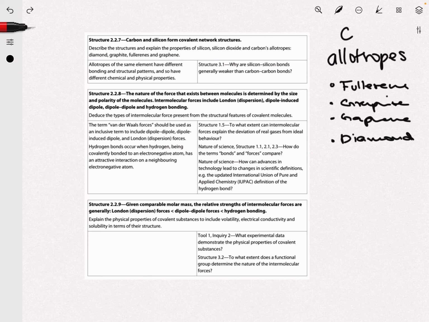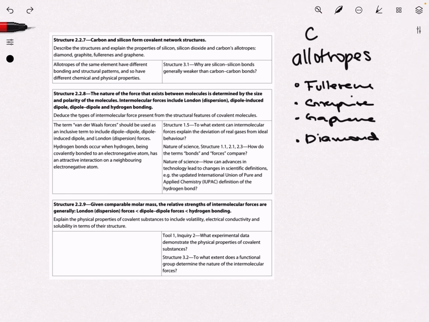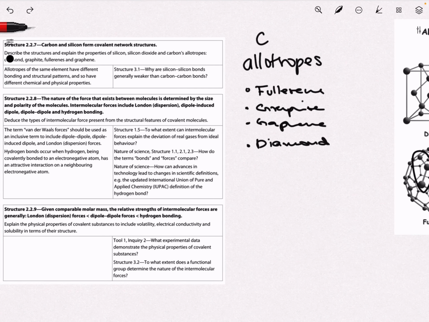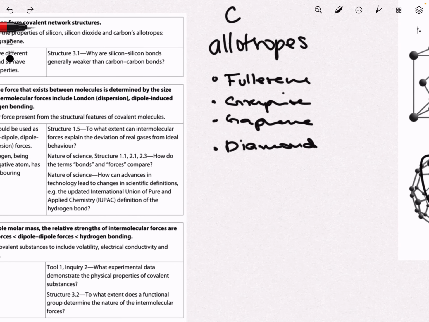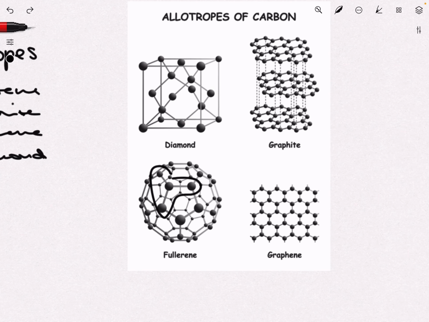So the element carbon can form different allotropes, or in other words, different structures with the same element, in this case, just carbon. And the four main ones that we need to know are fullerene, graphite, graphene, and finally diamond. So let's take a look at what these structures look like. So firstly, let's start with fullerene.